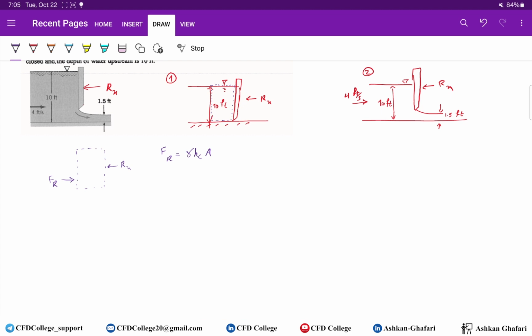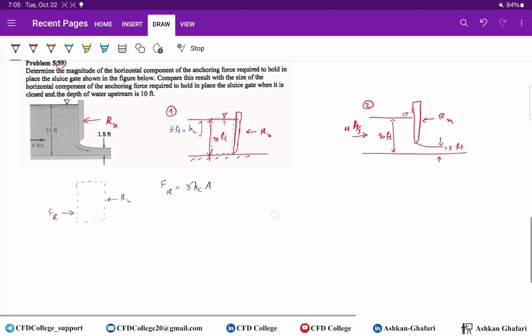We know the liquid is water. Hc, since it's a rectangular gate, is depth divided by 2. So hc equals 5 feet. And the area, we don't know the width of this gate, so we should find the force in pounds per feet, or you can assume that the width is 1 foot. It doesn't matter.